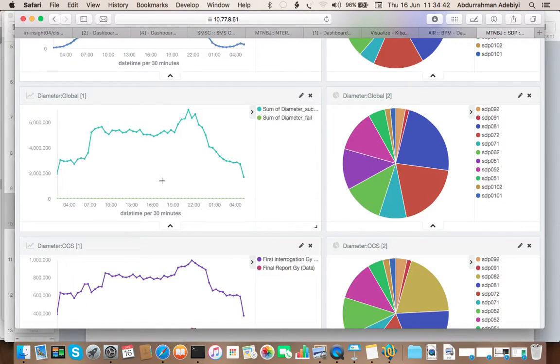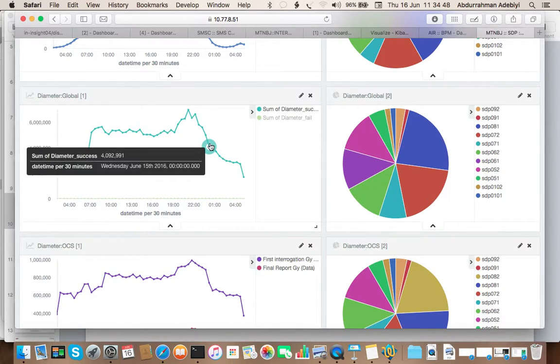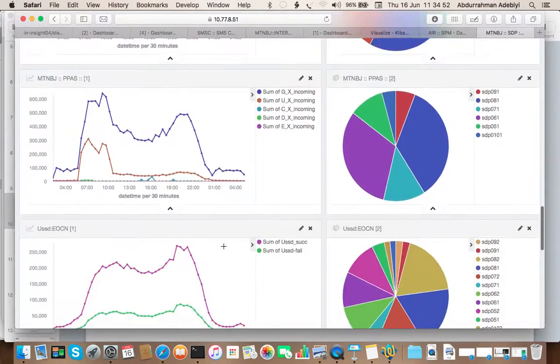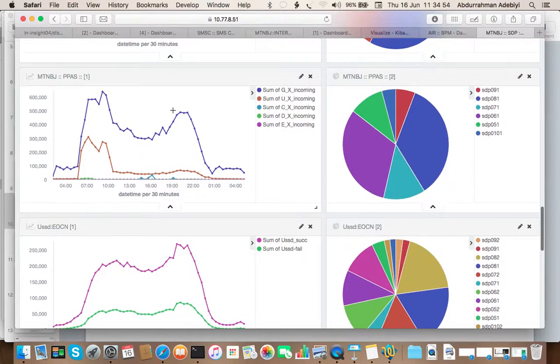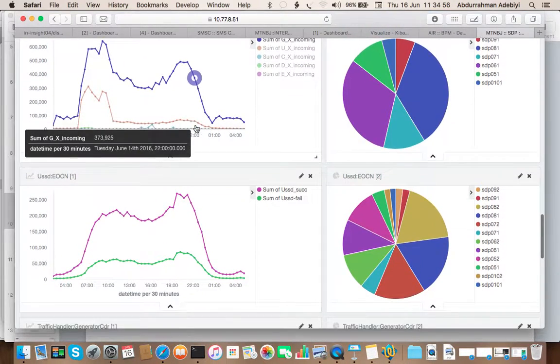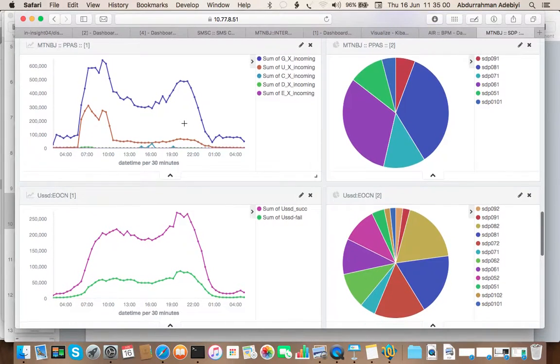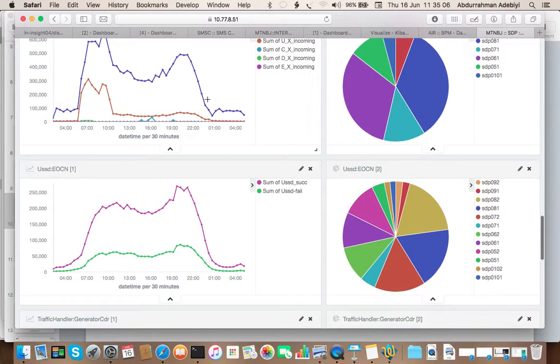You can see between 4 a.m. and 4 a.m. of another day, we can see the traffic pattern, and it automatically updates for the rest of the graph as well. We can see how PPAS subscriber, these are subscriber administration interfaces, how well we are doing incoming requests for creating, for generating, for updating subscriber details.